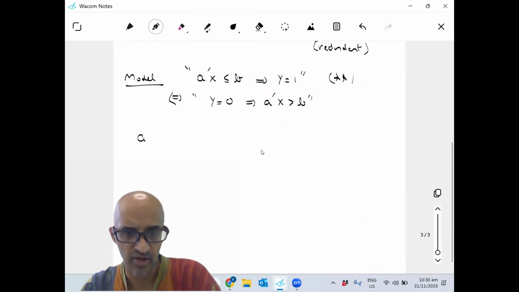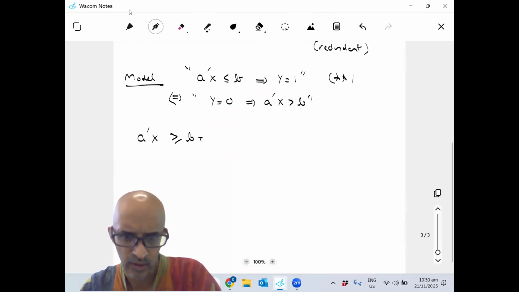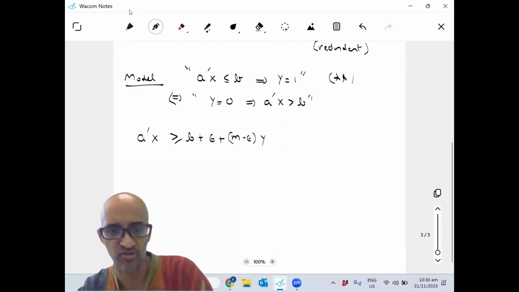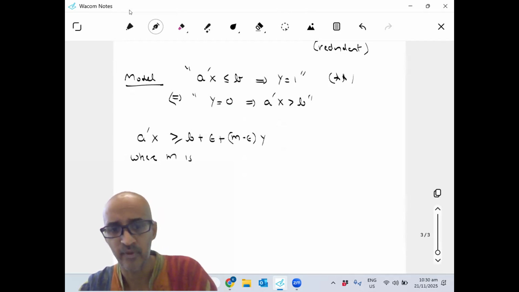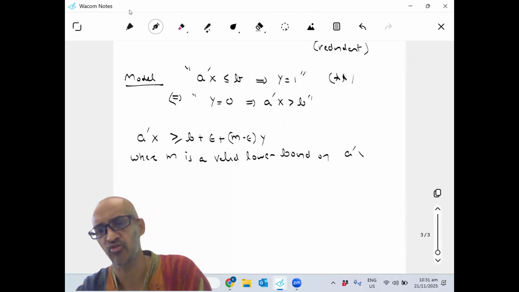So here what I'll do is A transpose X is, I want it to be greater than B, so I'll make it greater than or equal to B plus, I'm going to use a lower bound. I'll tell you what this is. B plus epsilon plus small m minus epsilon y. So what is m? M is now a valid lower bound on A transpose X minus B.